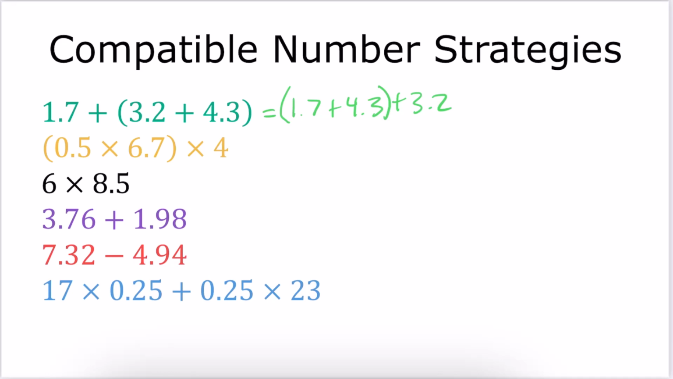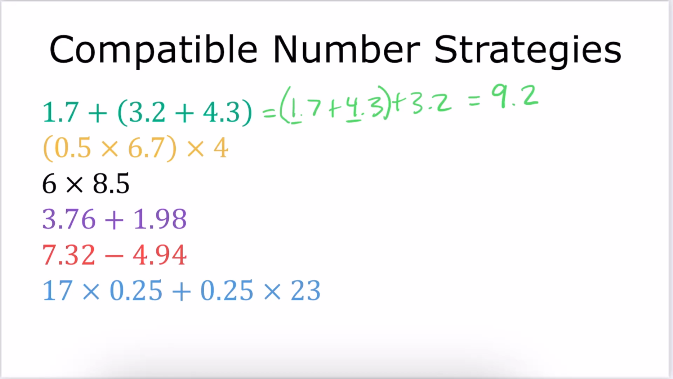And so you'll have a whole plus another whole plus these 4 wholes. And so you'll have a total of 6 wholes plus 3.2 or 3 2/10, which means that your answer would be 9 2/10. And that would be an example of using the commutative and associative properties to help make the addition of the decimals a little bit easier.